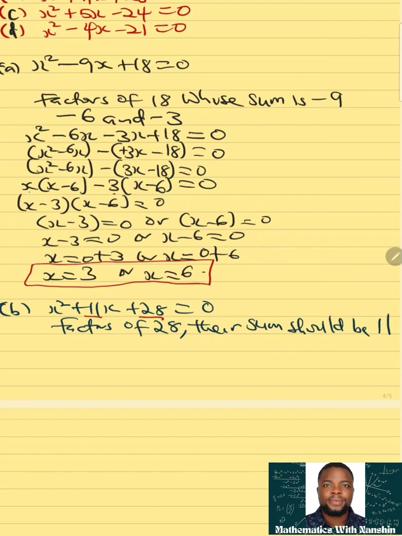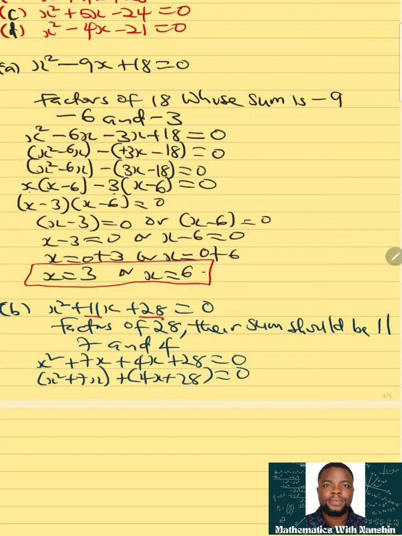All right, so if we say 7 times 4, 7 times 4 will give us 28. If we say 7 plus 4, what do we have? We have 11. So we say 7 and 4. All right, so I'm just going to say x squared plus 7x plus 4x plus 28 is equals to 0. So I group this into brackets, the first two terms together, the last two terms together. So you have this.